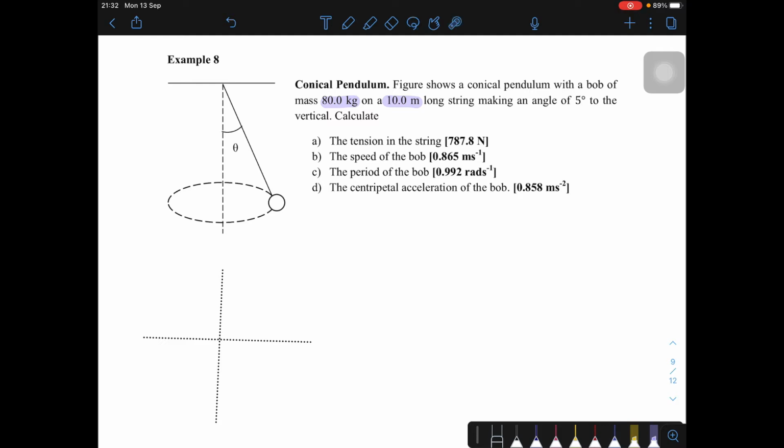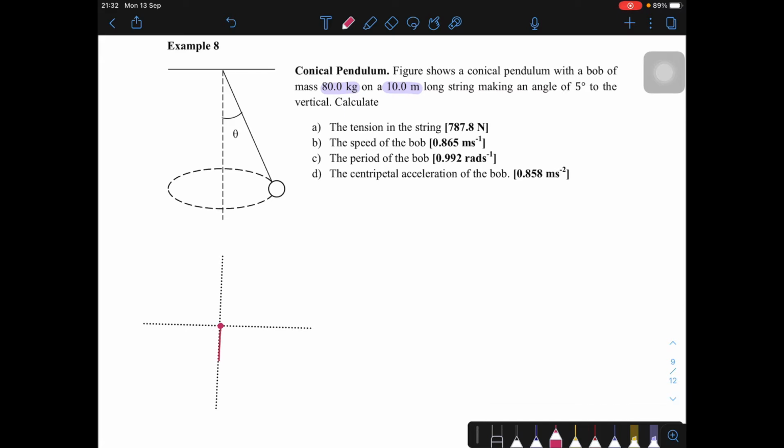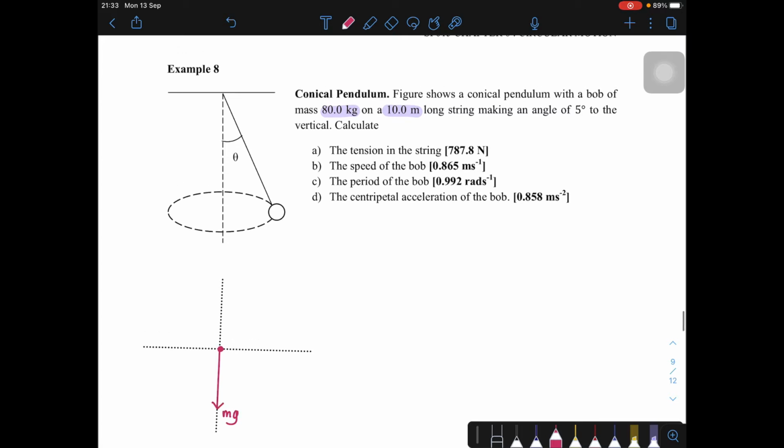Okay, so this is our body mass. Start dekat tengah. Dan kita tahu ke bawah we always have weight force going downward, which is equal to mg, and then this is the string. So string dekat sini akan make an angle. Angle dia adalah 5 degree here. We are given. So that angle is here.